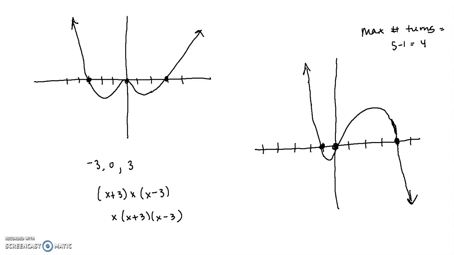So I see that I have two arrows going in the same direction. That means that my degree's got to be even. And looking at my function here, my degree is not even. I have 1, 1, 1. That's 3. That's an odd degree. So I've got to figure out the exponents here.